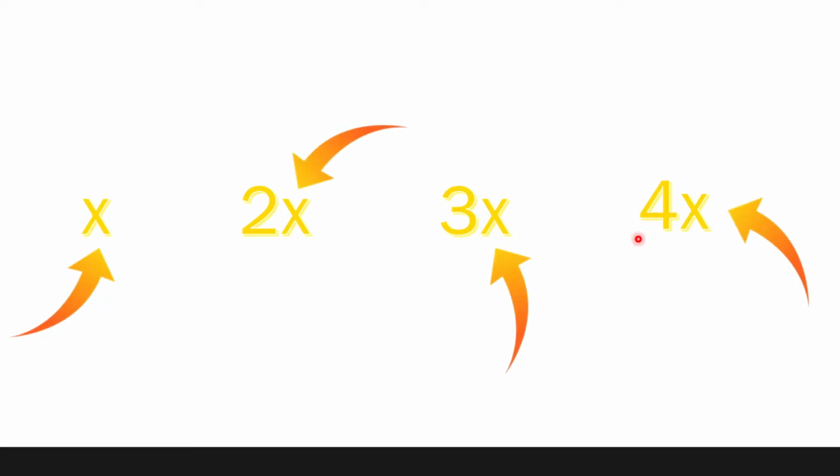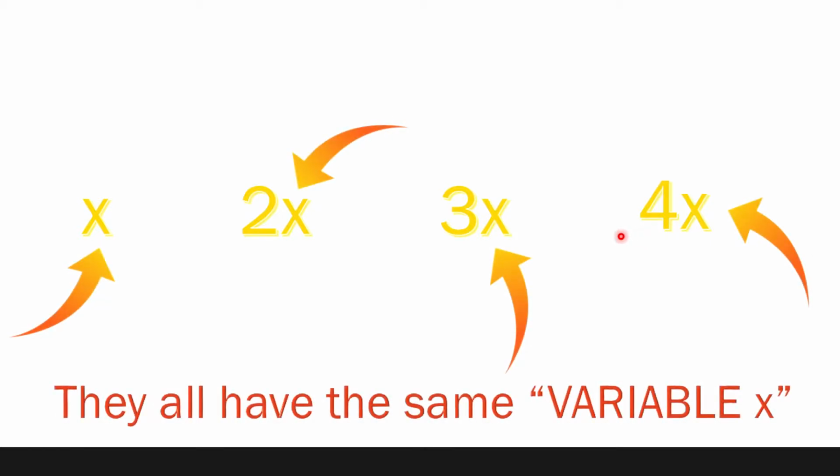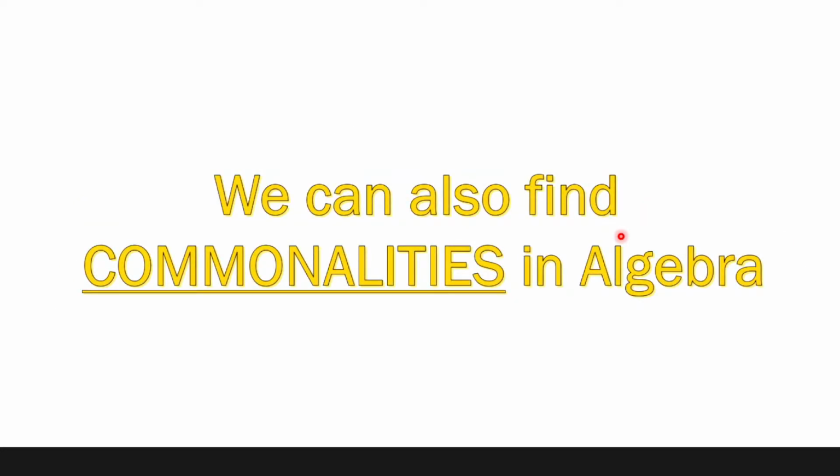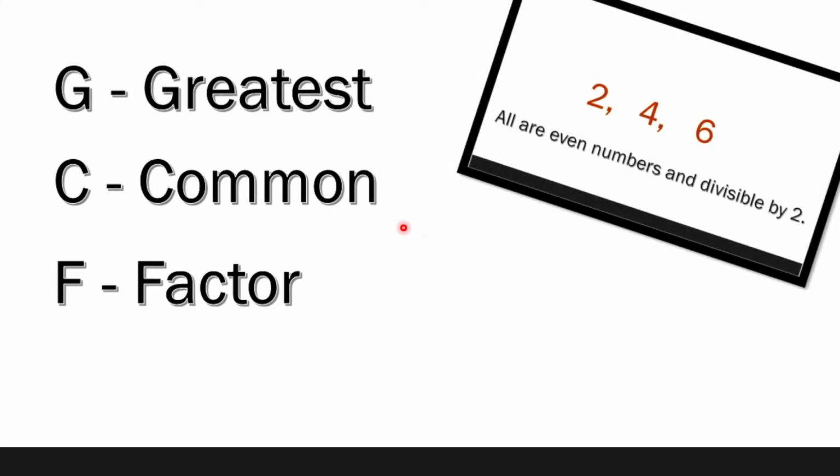How about this one? x, 2x, 3x, and 4x. What are the common in them? Anong common sa kanila? They all have an x, or they all have the same variable x. So in algebra class, we can also find commonalities as well, like in science and English. Diba? Yung mga commonalities, magkakapare-pareho. At yun ay tinatawag na greatest common factor. Ayan. All are even numbers divisible by 2.